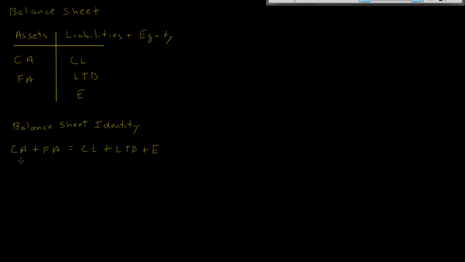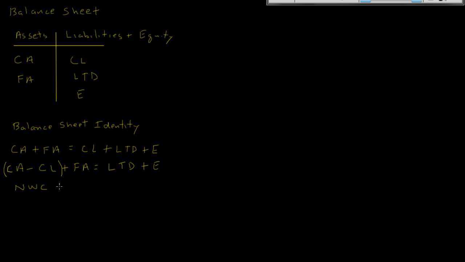So we have this identity. Current assets plus fixed assets has to equal current liabilities plus long-term debt plus equity. Now, we can do a little manipulation here, and let's subtract current liabilities from both sides. So we have current assets minus current liabilities plus fixed assets equals long-term debt plus equity. Now, we can group current assets and current liabilities together, if we'd like, and call this net working capital.